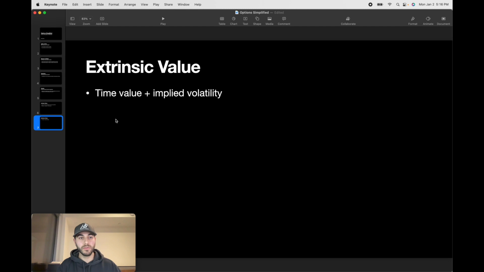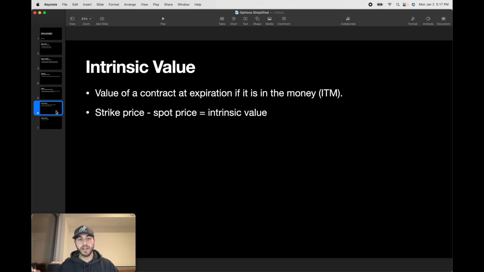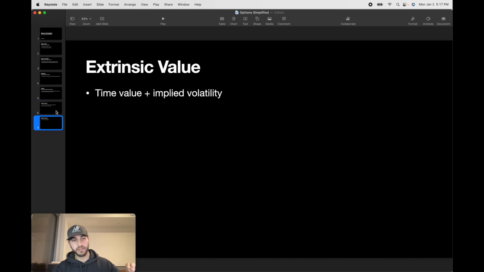But just so you understand, anytime you hear us mention the word option premium, you're taking the intrinsic value and adding it to the extrinsic value, and that gives you the total premium, or the total price of the option contract.